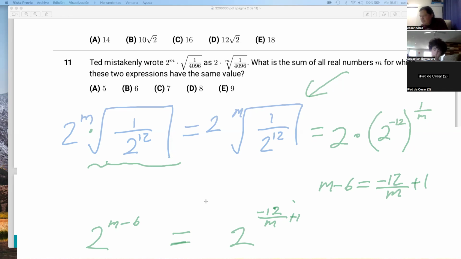I was going to say it's negative, but if m is bigger than 12, then it's positive. Subtract 1 from both sides.